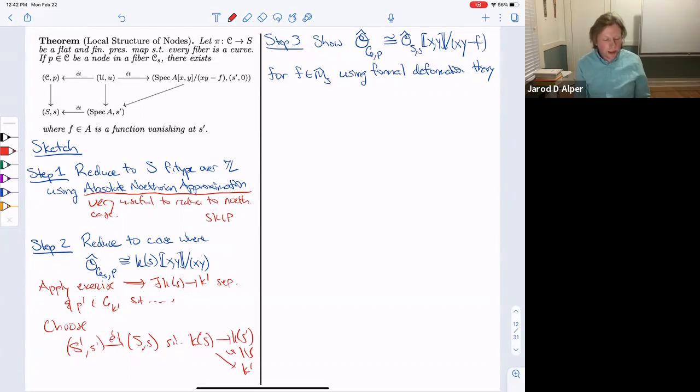So yeah, we know after a finite separable field extension, we can get the node in the standard form, and then you just choose an étale neighborhood that induces that separable extension of fields. And you can do that essentially by the primitive element theorem of fields. You just adjoin one variable, and then mod out by that polynomial and shrink, so that's étale. Okay, that's step two.